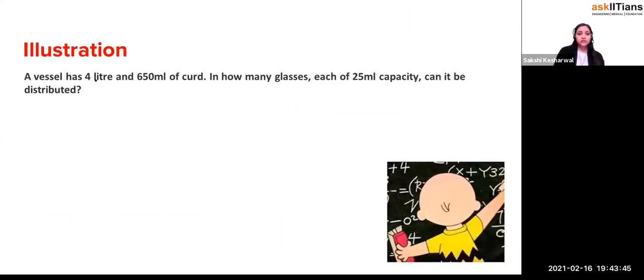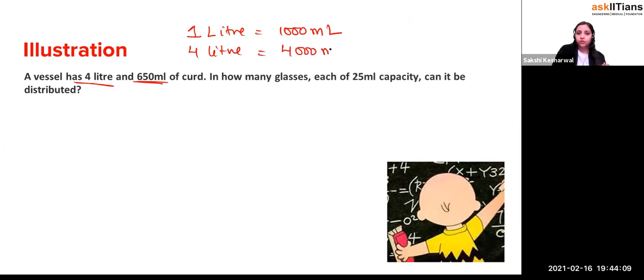Okay, it says that the vessel has 4 liters and 650 ml of curd, right? In how many glasses? So we know that 1 liter is equals to how much beta? 1000 ml, right? So can I convert this? 4 liter will be equals to 4000 ml, right or not? So 4 liter 650 ml is equals to 4000 plus 650 ml, which is equals to 4650 ml, right or not?